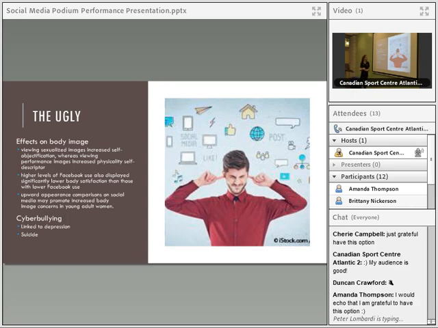Higher levels of Facebook use also displayed significantly lower body satisfaction compared to those who use Facebook less. And when comparing oneself to one that was considered of upward appearance, so someone that they would consider better looking, social media may promote increased body image concerns. And secondly, cyberbullying. So we know that it's linked to depression and suicide. So once again, these are the ugly situations with social media. And I have worked with various athletes that have had cyberbullying, that have had impact on their body image. So it's not infrequent that these things occur.